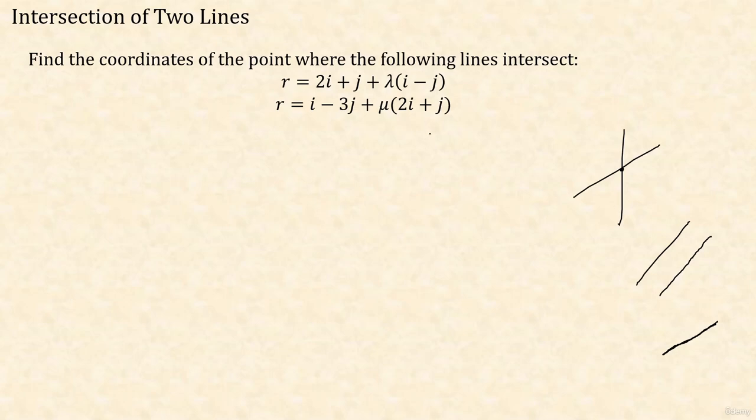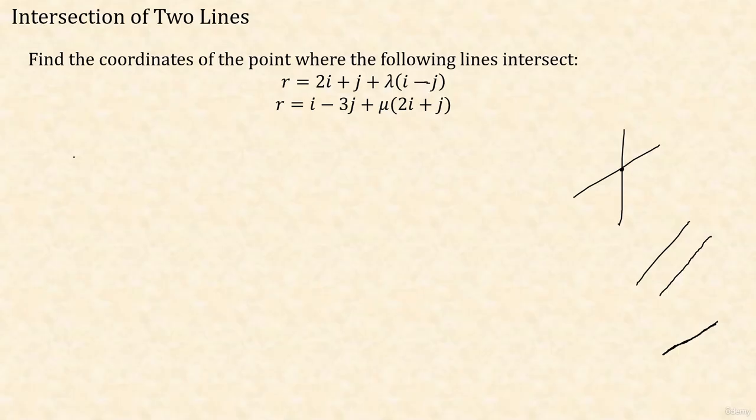Now I know these aren't parallel because their directions, i minus j and 2i plus j, are not multiples of each other, so they will intersect. Now we could try to convert these into Cartesian equations and use standard techniques there, but I want to show you how to use a vector technique for this. So here's how we do it.